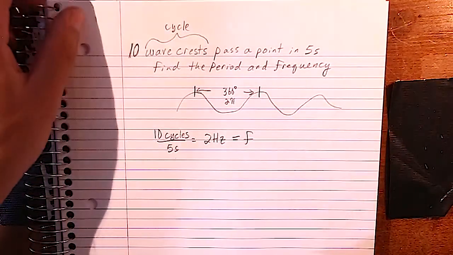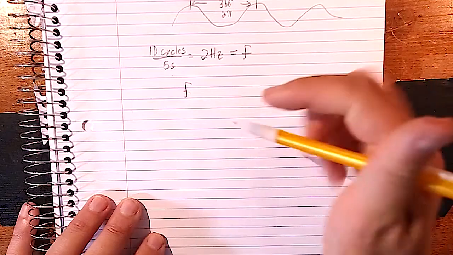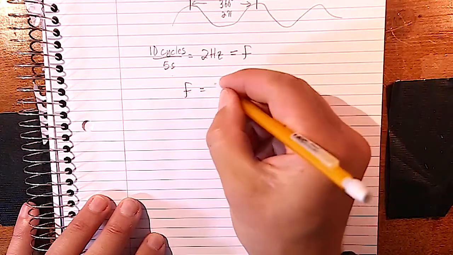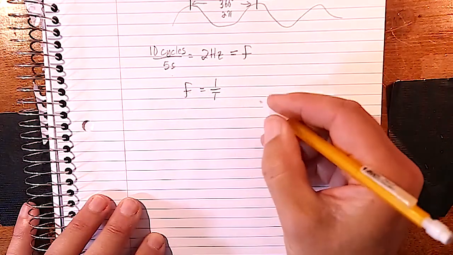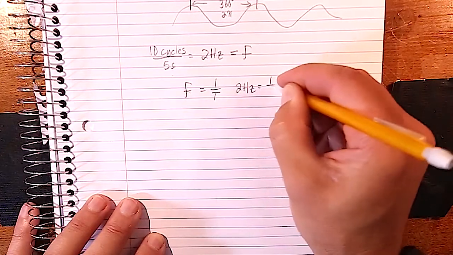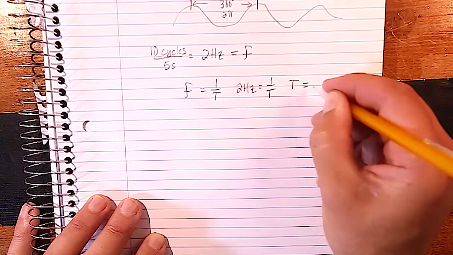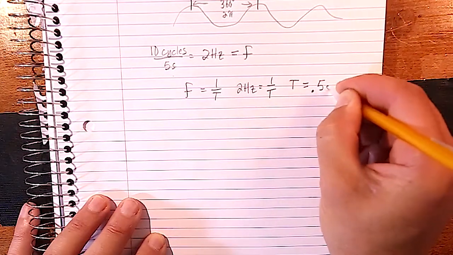Now, if we want to find the period, all we have to do is take our formula, f equals 1 over T. So we have 2 hertz equals 1 over T, and cross multiplying, we can get T is equal to 0.5 seconds.